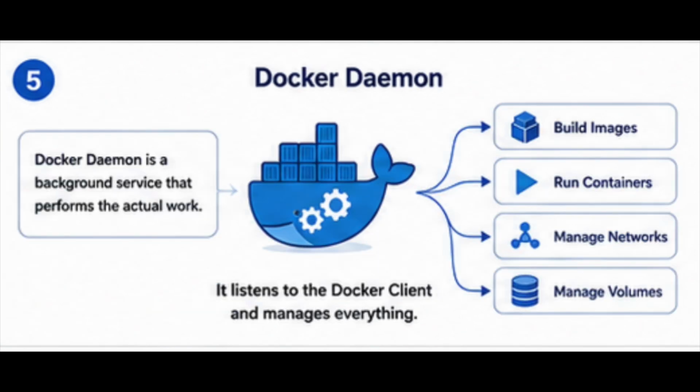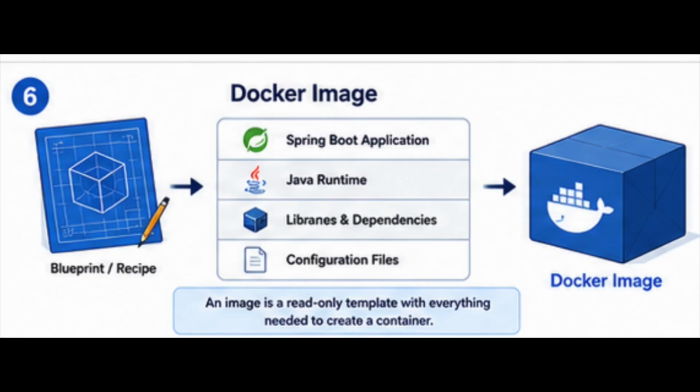The Docker daemon is the heart of Docker. It is a background service that keeps running on your system. Whenever it receives a request from the Docker client, it performs the actual work. For example, building images, starting containers, stopping containers, creating networks, managing storage volumes. In simple words, the client gives instructions. The daemon executes them.